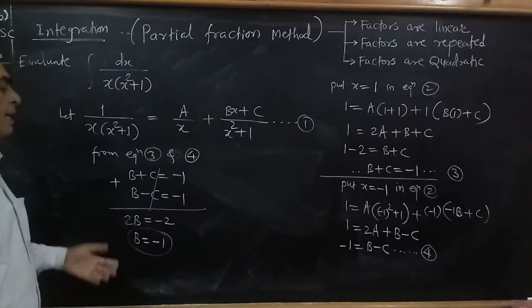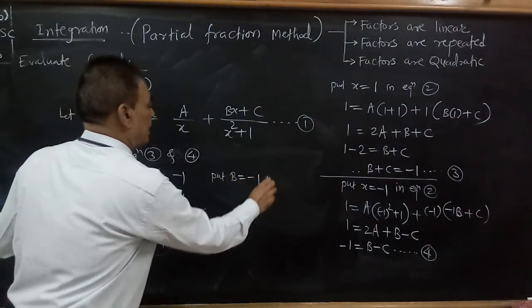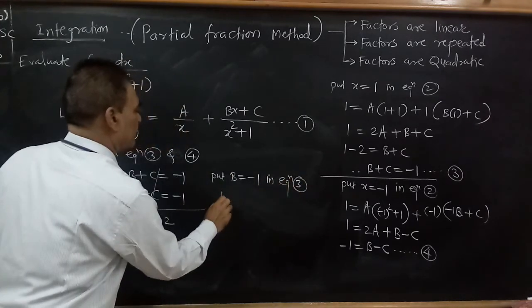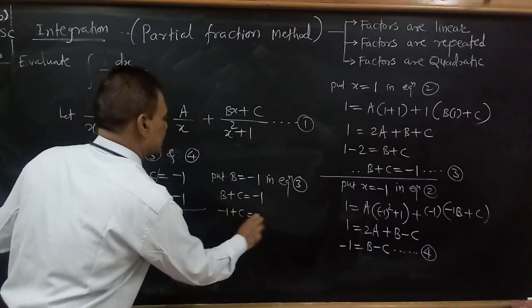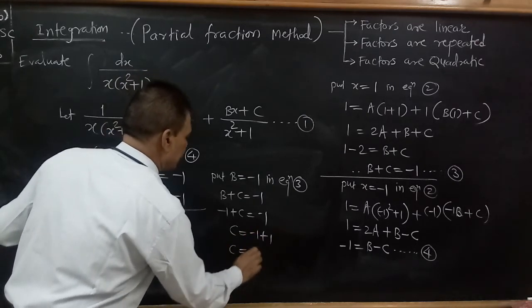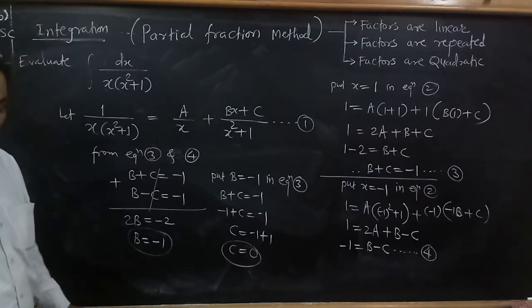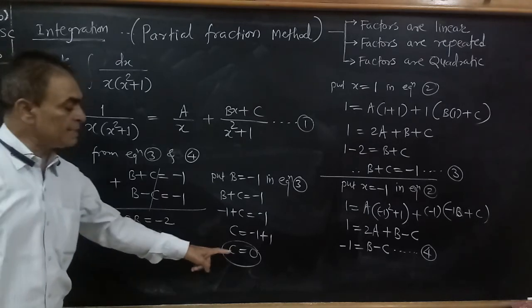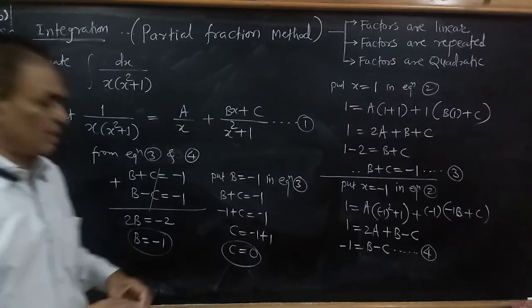Okay, put b equal to minus 1 in equation 3. You will get b plus c equal to minus 1, minus 1 plus c equal to minus 1, c equal to minus 1 plus 1, c equal to 0. Means you will get the value of a equal to 1, b equal to minus 1 and c equal to 0. Put all these values in equation number 1.